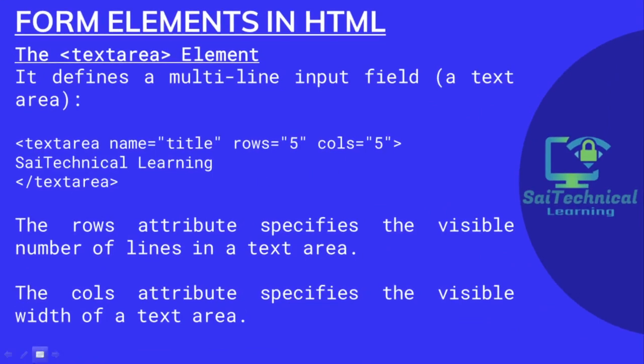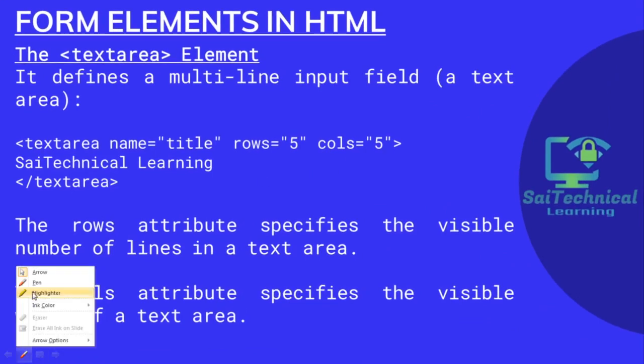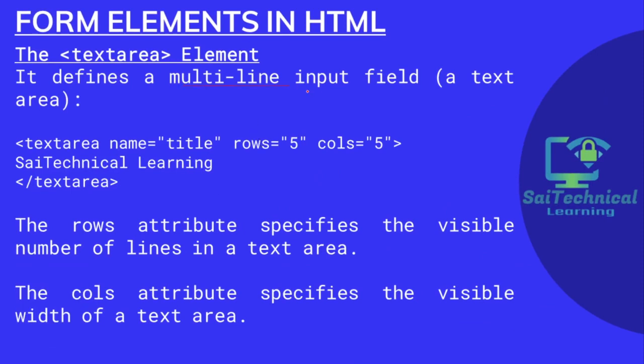Next one is the textarea element. It defines a multi-line input field. For example, if you want to add comments or an address field, you can use the textarea. For that you require the textarea tag followed by the attributes name, rows and columns. The rows attribute specifies the visible number of lines in the textarea, while the cols attribute specifies the visible width of the textarea.